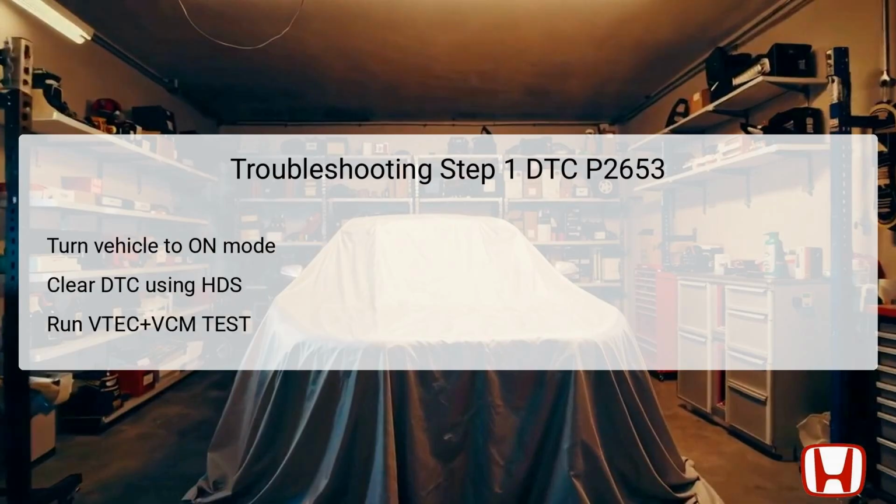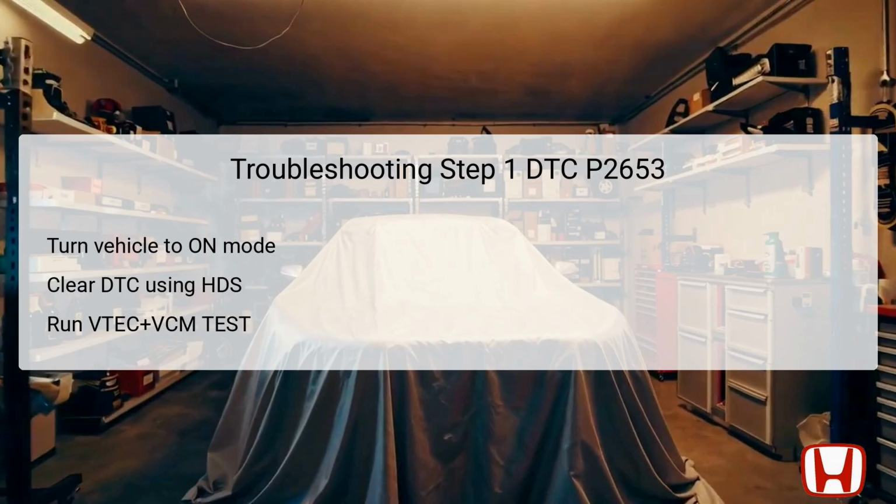The first step in troubleshooting DTC P2653 involves verifying the problem settings. Begin by switching the vehicle to the on mode, but do not start the engine. Then, use the Honda Diagnostic System, HDS, to clear any existing DTCs that may be present. This is crucial as it resets the system and allows for an accurate diagnosis of the current status.